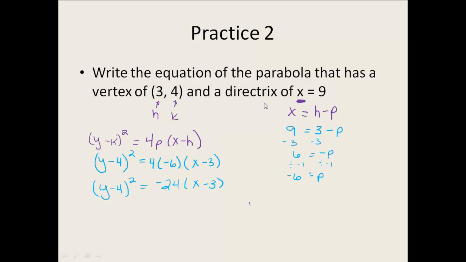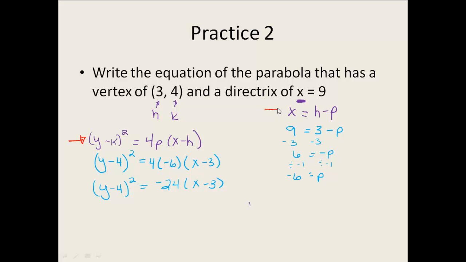Alright, the first thing I did was I figured out that it was the y squared equation, because in the y squared my directrix is x equals, and in the x squared one your directrix is y equals, so it had to be the y squared one. Then I started jotting down here in the purple everything I knew. Well, my vertex tells me my h and my k.